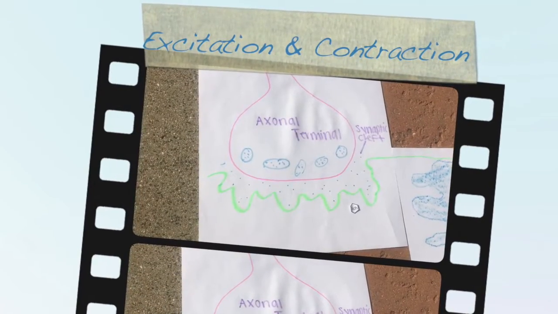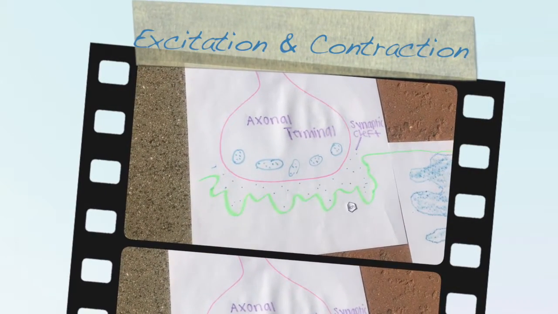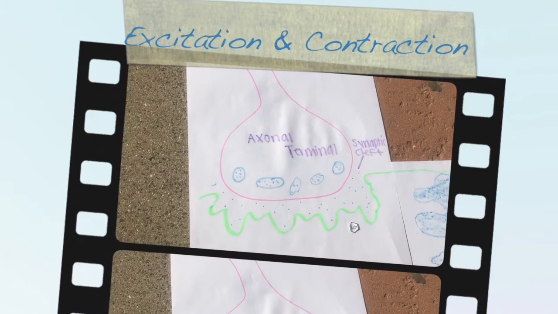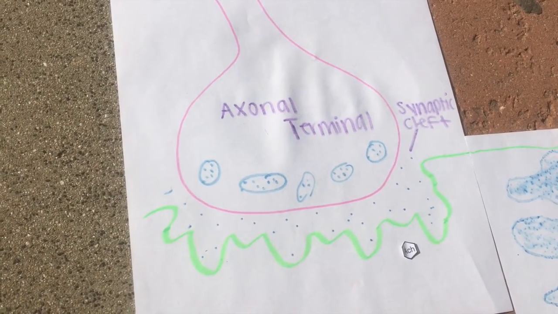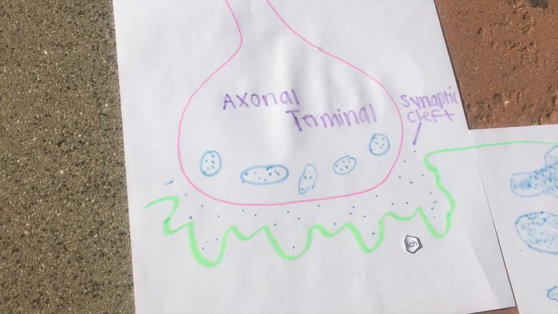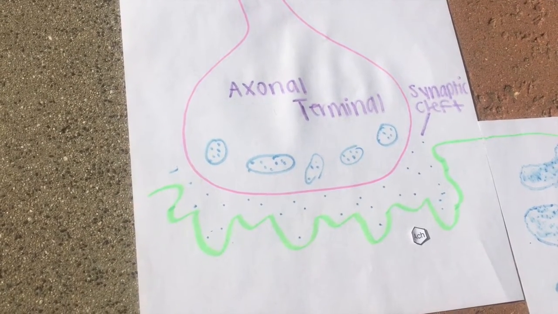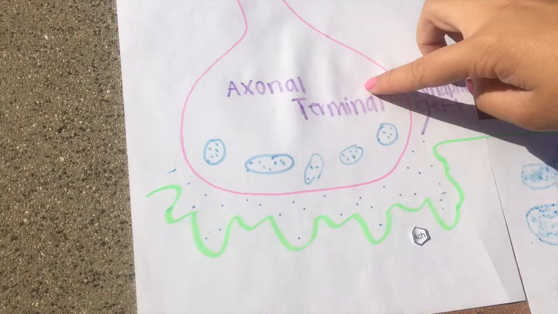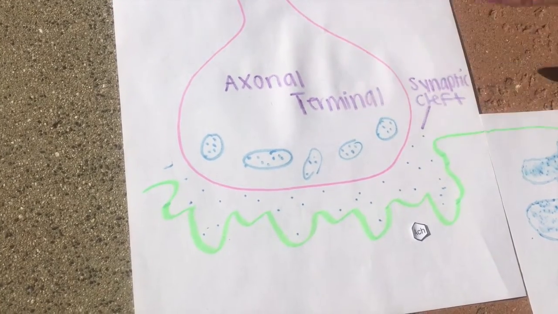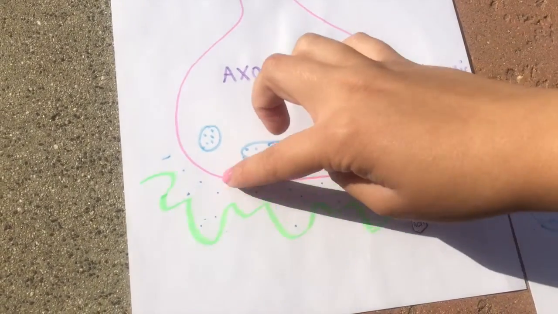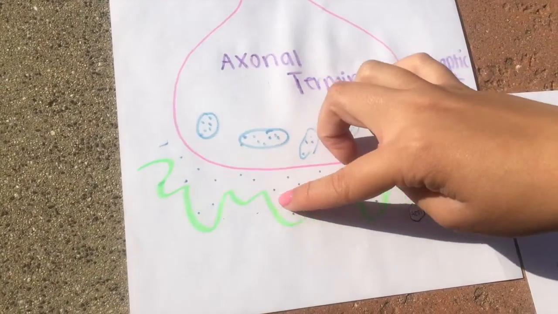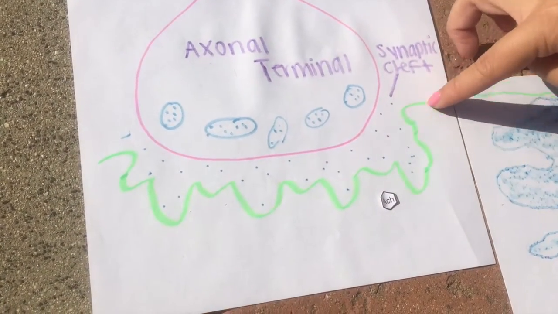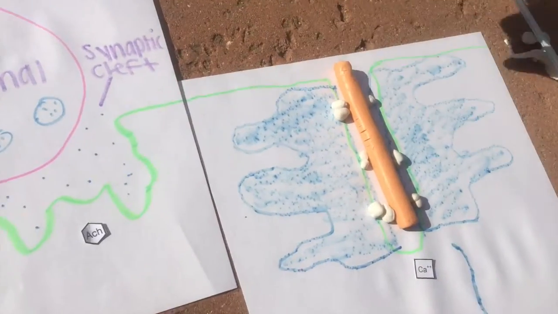So over here, we have the excitation-contraction coupling. So pretty much what happens within the first step is that the action potential generated is propagated along the sarcolemma and down the T-tubules. So over here, we have the axonal terminal. And then this area over here containing the blue dots is a synaptic cleft. And then this green squiggly line represents the ACh streaming across.